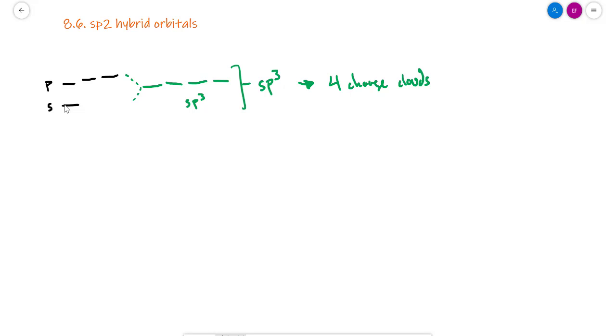We did it both with methane and then we did it with PCl3. Both of those had 4 charge clouds. Methane had 4 bonds, PCl3 had 3 bonds, but the hybridization remains the same. Of course, sp3 hybridization isn't the only type of hybridization. It depends on how many charge clouds you're trying to accommodate. So what happens if you've got 3 charge clouds to accommodate?